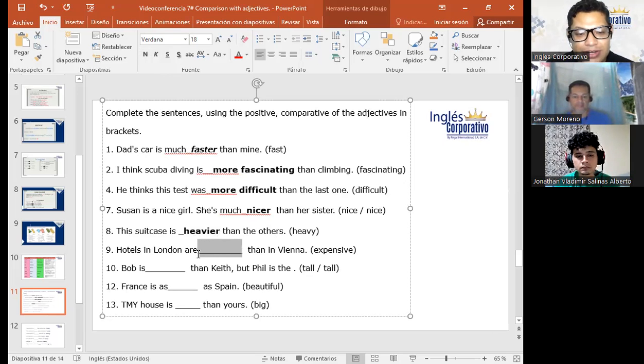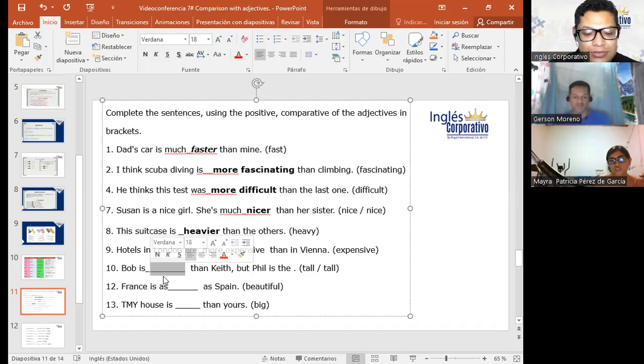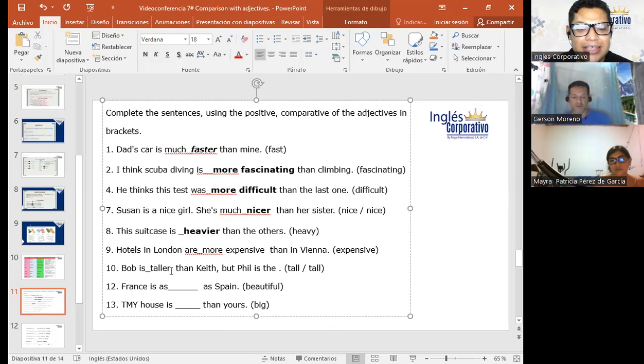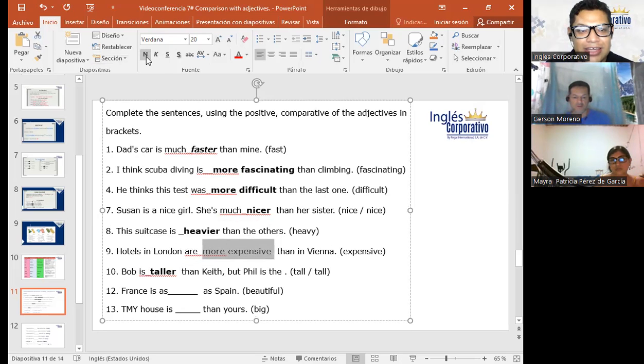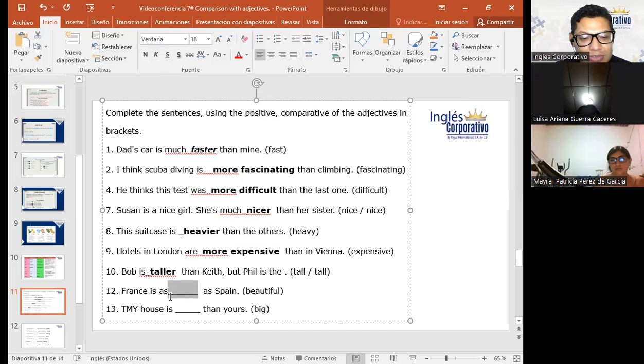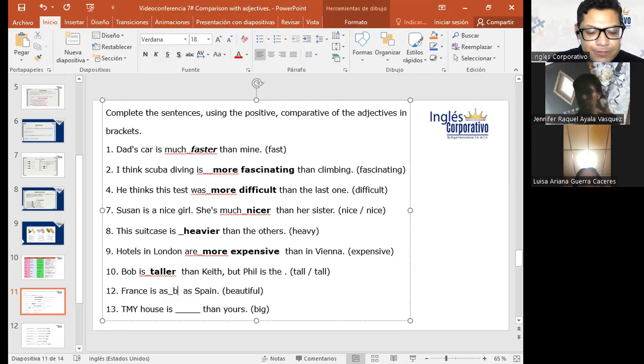And the next one, hotels, because the pronunciation is hotels. Hotels in London are more expensive. Okay, the next one, Bob is taller. Taller. Yes, that's the pronunciation, taller. That's right, so you can see here. Okay, and also this color. And the next one, friends is more beautiful.